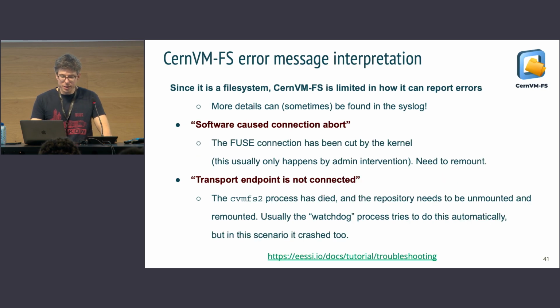And then there are two error messages related to fuse. One is "software caused connection abort". This means the fuse connection has been cut by the kernel. This usually only happens with admin intervention, and then you need to remount the CVM-FS. The other is "transport endpoint is not connected". This means that the user side of this fuse thing, the CVM-FS2 process, has died. And then again, you need to unmount and remount.